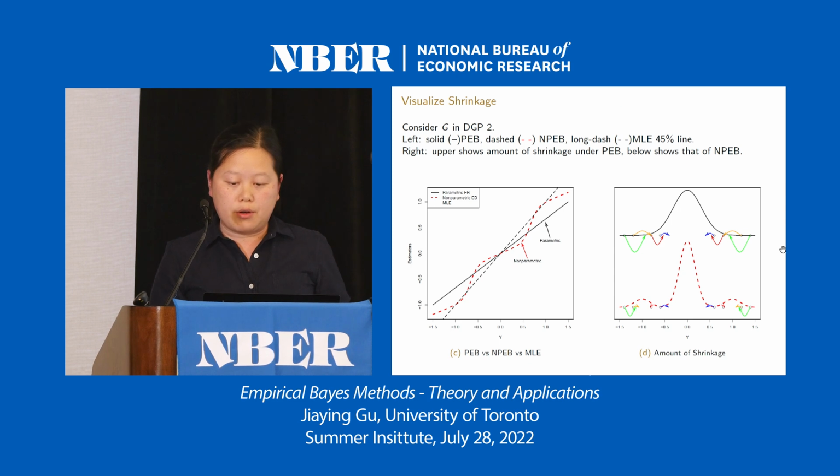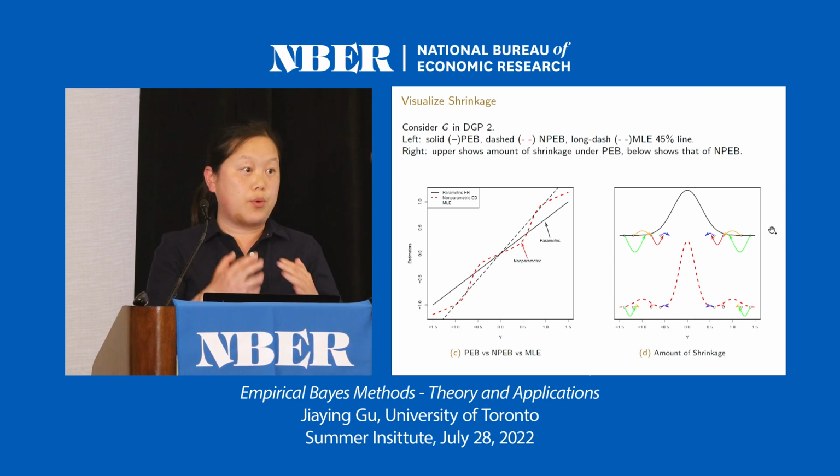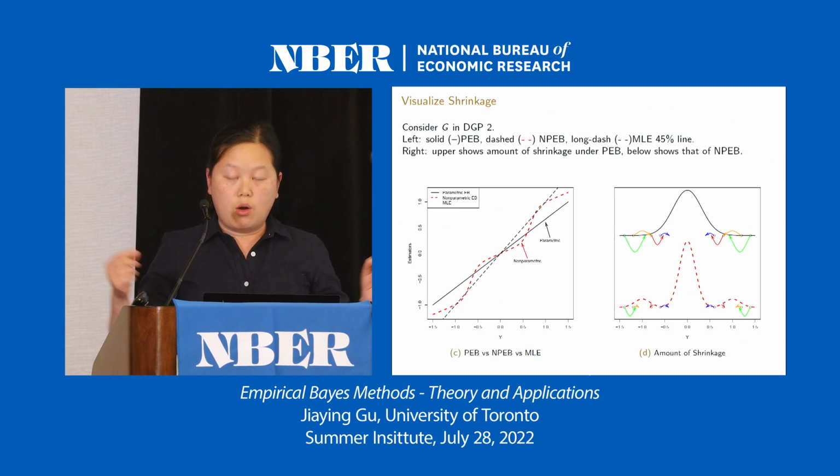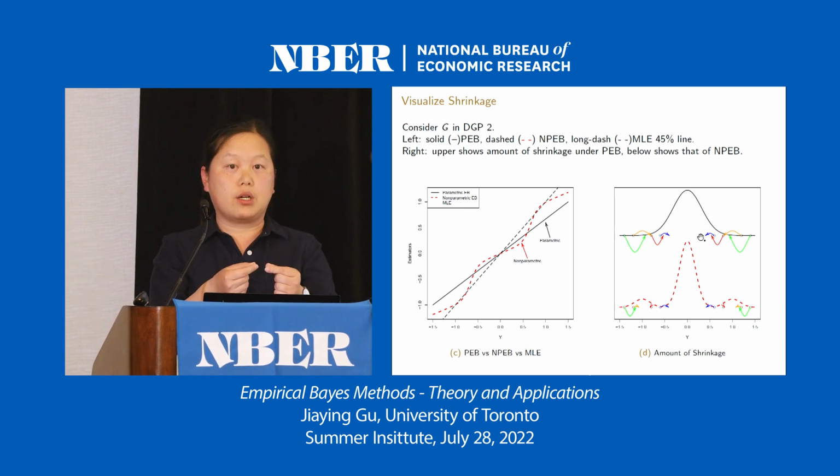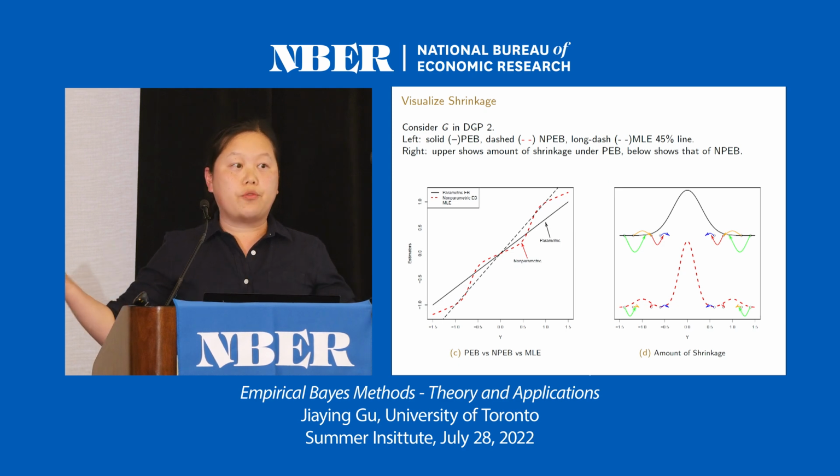So on the top here, it's as if we pretend that we are always using the normal model as our prior. So here we see all values of y are going to shrink back to the common mean 0. And the further out you are, the more shrinkage you get. That's just a built-in feature of linear shrinkage.